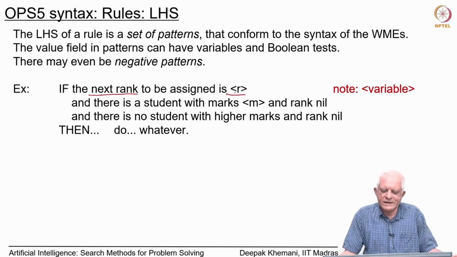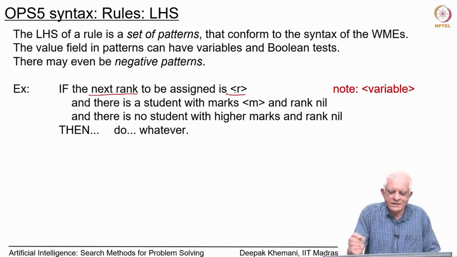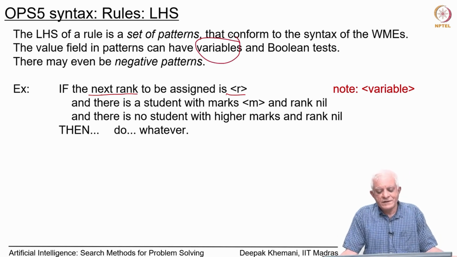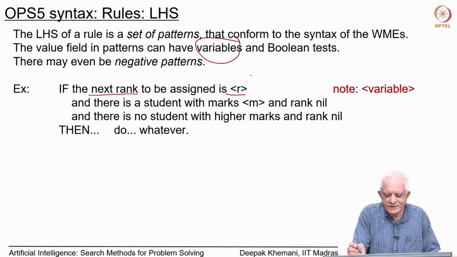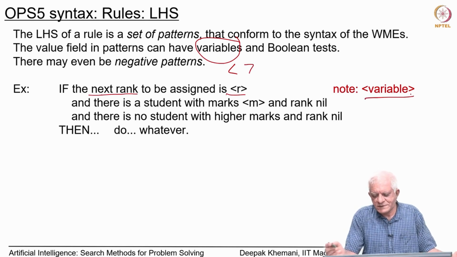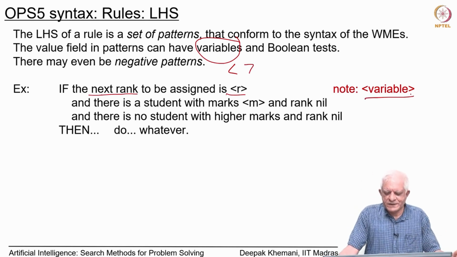Now, as we said, patterns have variables, and a variable is denoted in these angular brackets. Anything inside an angular bracket is a variable. So, here for example, I have said this is a variable and R also is a variable essentially. So, what this rule is saying is that if the next rank that is to be assigned is R.